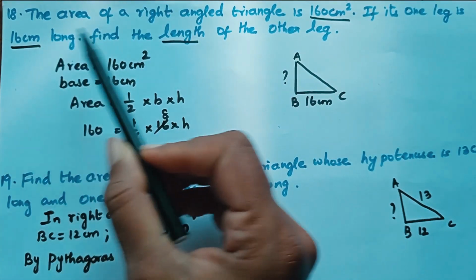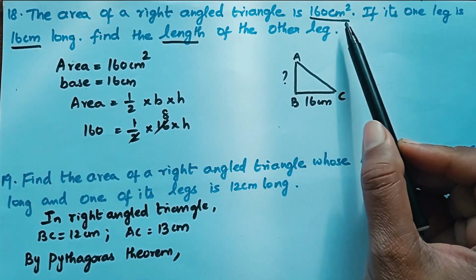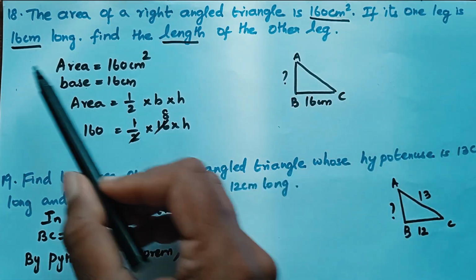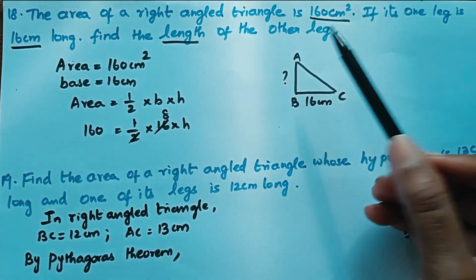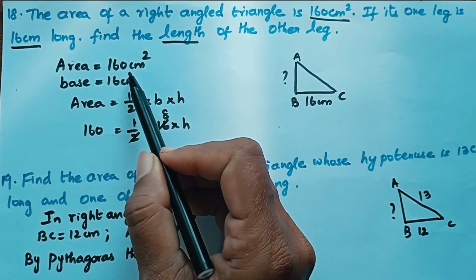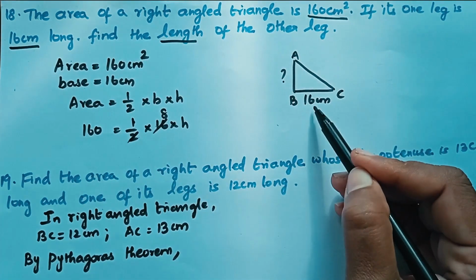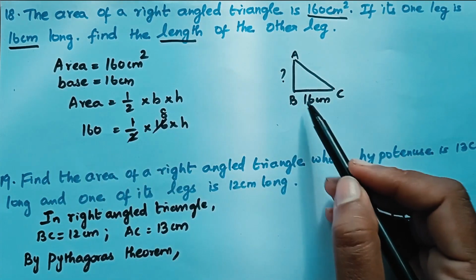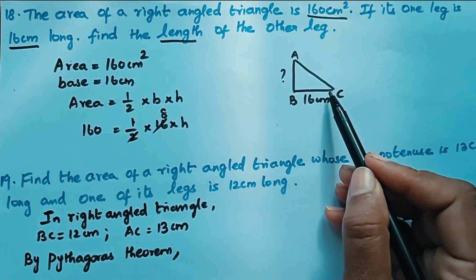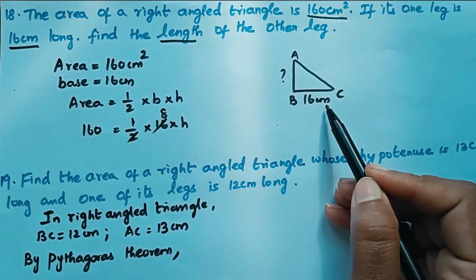Next question, the area of a right angle triangle is 160 centimeter square. If its one leg is 16 centimeter long, find the length of the other leg. In this one they have given the area as 160 centimeter square, and they have given one leg is 16 centimeter long. I am taking that as base. So base is equal to 16 centimeter.